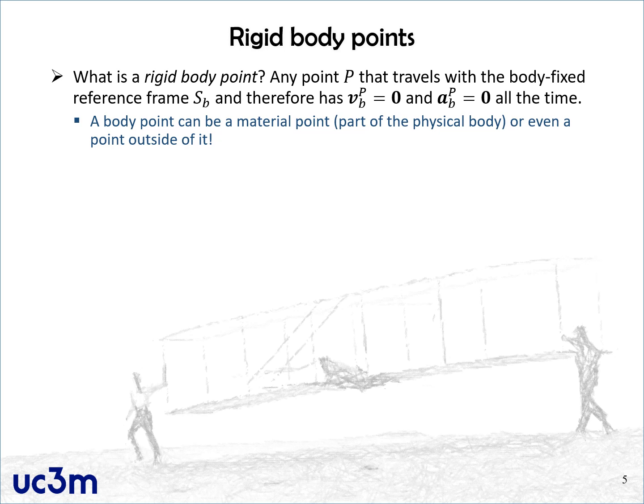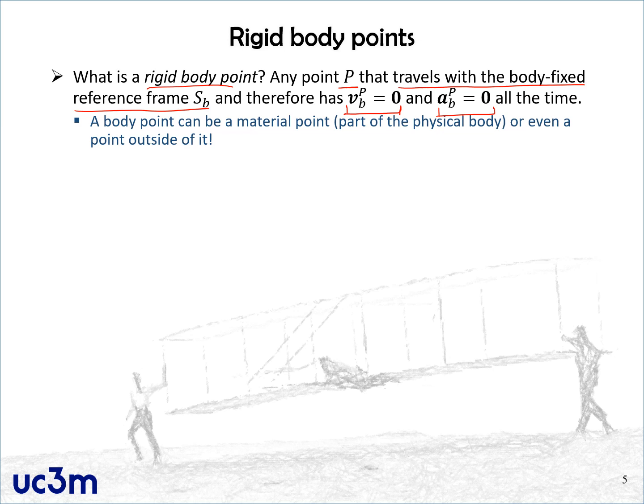Now, I've been talking about rigid body points, but I didn't really define what they are. So what is a rigid body point? In essence, it is any point P of the body that travels with the body fixed reference frame. In other words, the relative velocity with respect to SB and the relative acceleration with respect to SB are equal to 0 at all times.